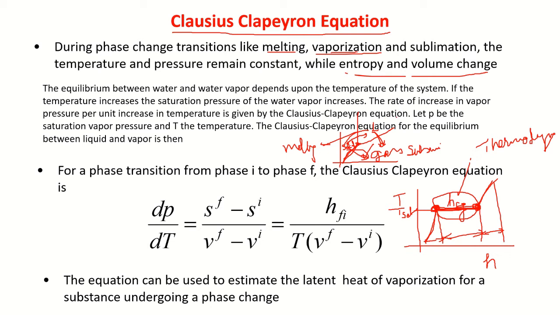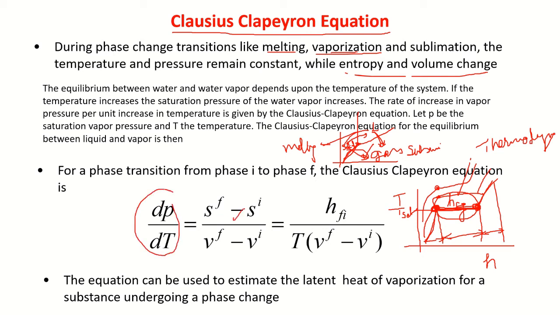You see here, again, if I go on drawing the line, as the pressure increases, the saturation temperature increases. Or the saturation temperature increases, the pressure is also increasing. So the rate of increase in vapor pressure per unit increase in temperature is given by this equation. So ∂P by ∂T.